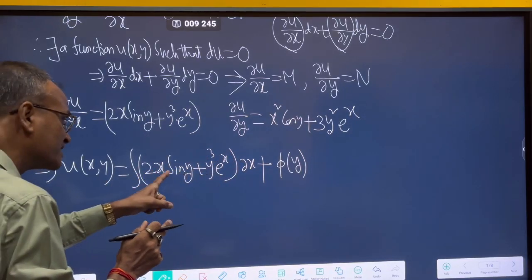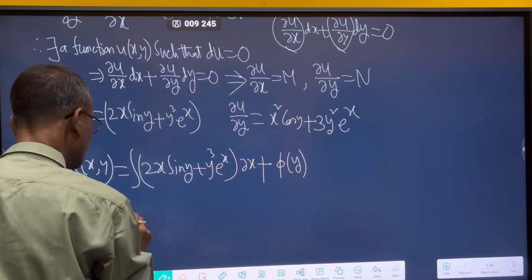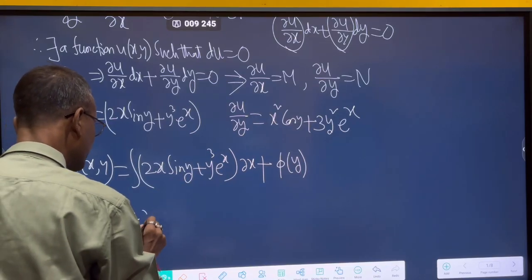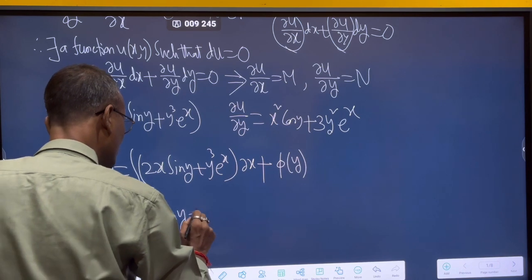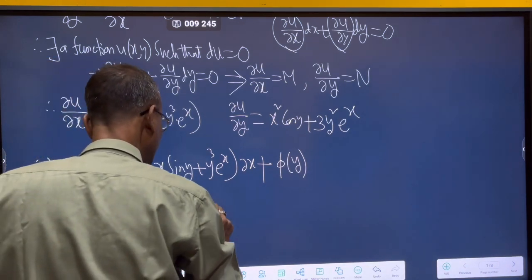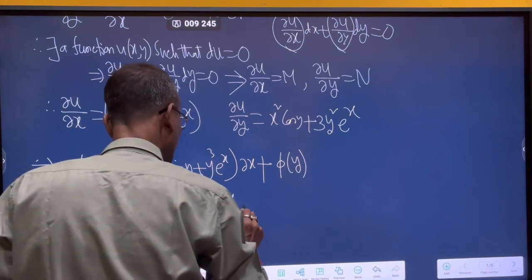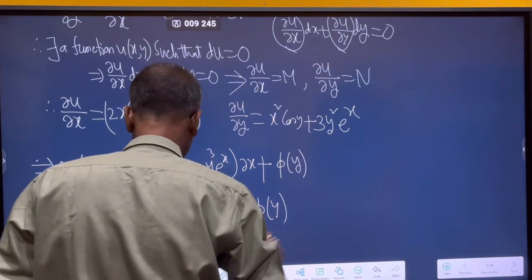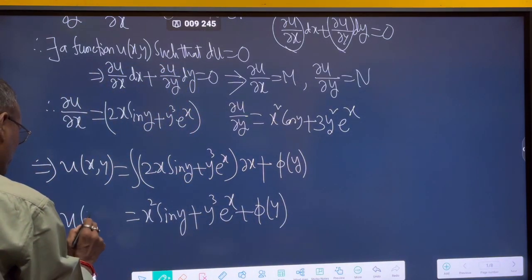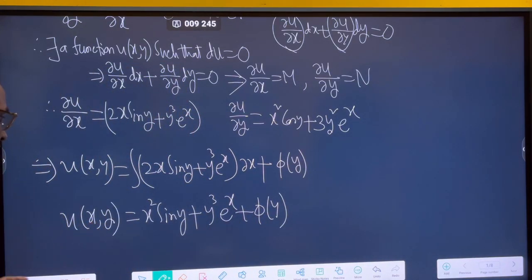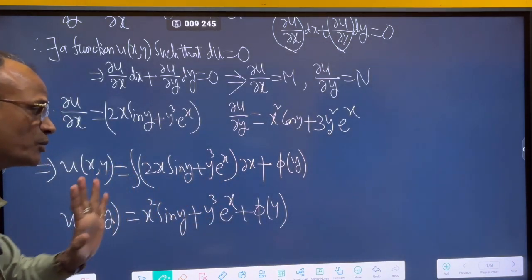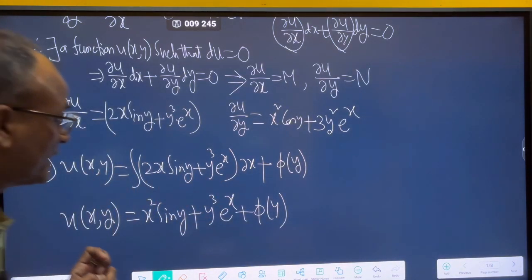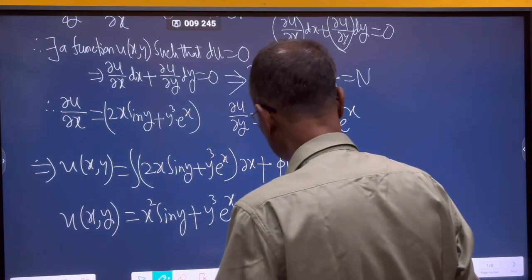Now integrate dx, treating y as constant. Then you will get x square sin y, treating y as constant, y cube e to the power x plus phi y. You will get this one. u x y will be equal to x square sin y plus y cube e to the power x plus phi y. u is equal to this.